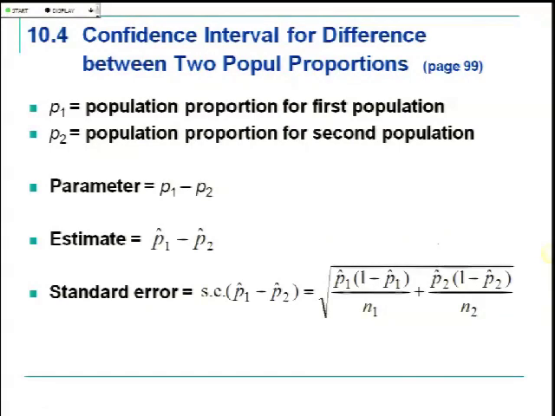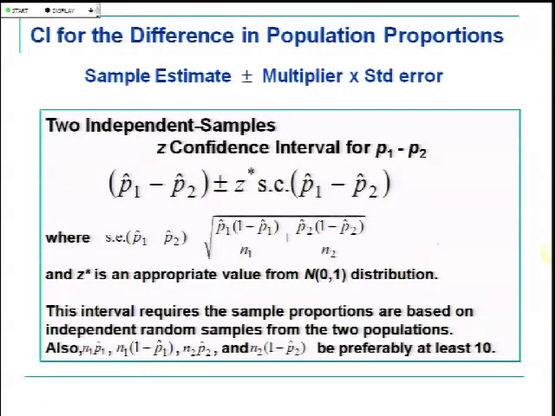Confidence interval for the difference between two population rates, page 99. We've already identified the key parts. Here's your best guess, the difference in your sample rates. Go out plus or minus a few standard errors. What will that few be again? We've got nice large sample sizes, so that few can be a Z star. What Z star will I use if I want to be 95% confident? 1.96 is the exact value. I still accept 2. But if you're going to be 98% or 99% confident, you'll have to look up that multiplier. So you've got the nice summary.